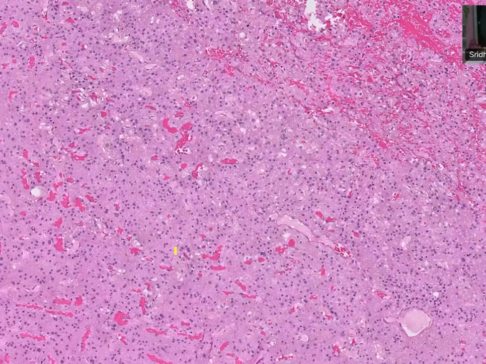Sir, are you able to see this? Yes. Good. Sir, the given picture shows increased cellularity, and also increased vascularity. You can see all the blood vessels.